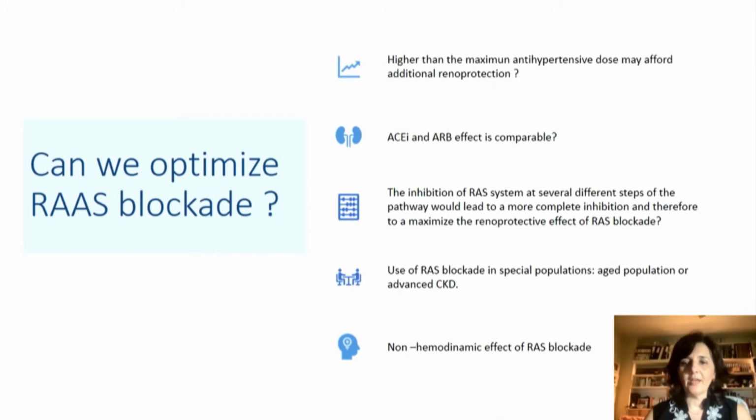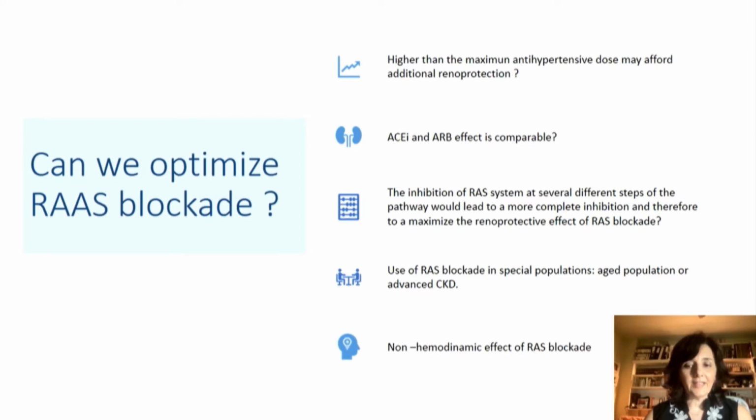So we have known that for 2 decades. In the coming slides, I would like to explore some specific issues to answer the question of whether we can optimize RAS blockade treatment. So in the next slides, we will attempt to answer the following questions. Can a higher than maximum antihypertensive dose afford additional renoprotection? Is the ACE inhibitor and ARB effect comparable? Would inhibition of the RAS system at several different steps of the pathway lead to a more complete inhibition and therefore maximize the renoprotective effect of RAS blockade?